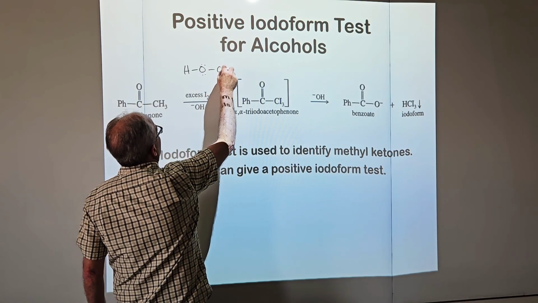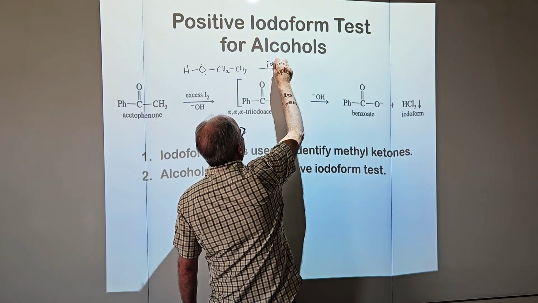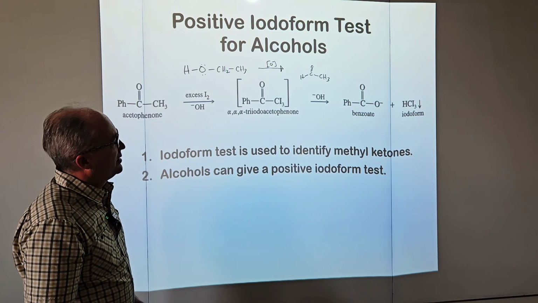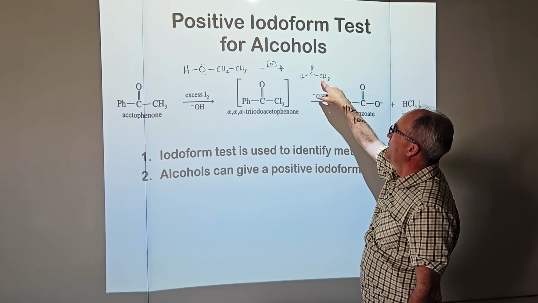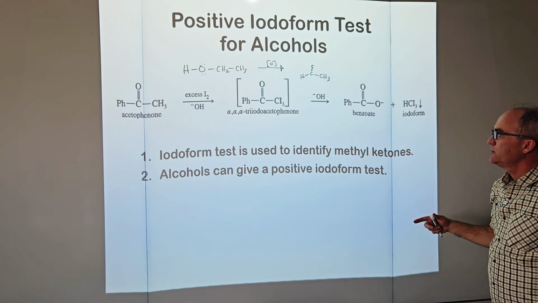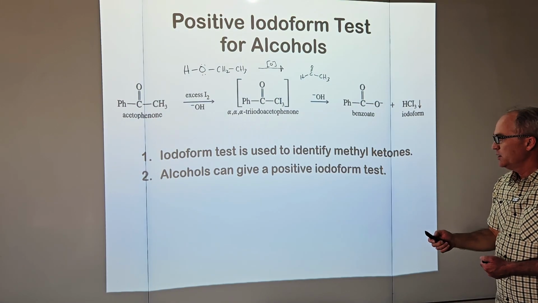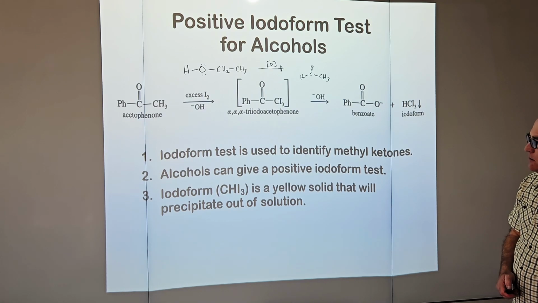Let's just imagine ethanol here under various conditions, like with bleach, which is an oxidizing agent. We can definitely imagine ethanol going to acetaldehyde, and now we have the methyl ketone moiety there, and that's how it becomes a positive test for ethanol. So a yellow solid that will precipitate out of solution.